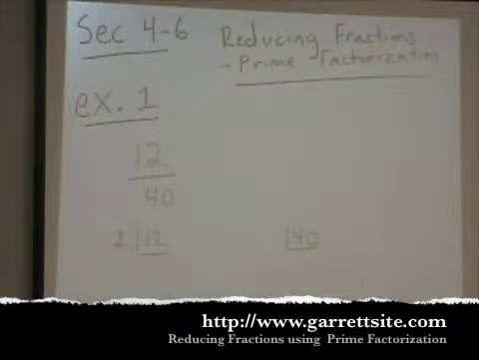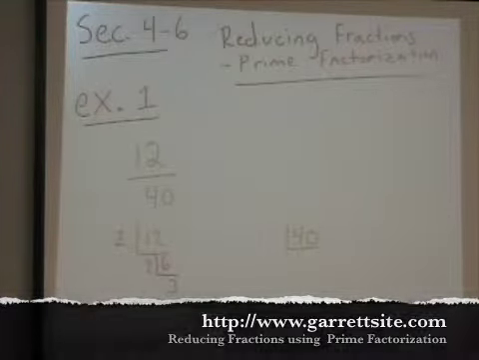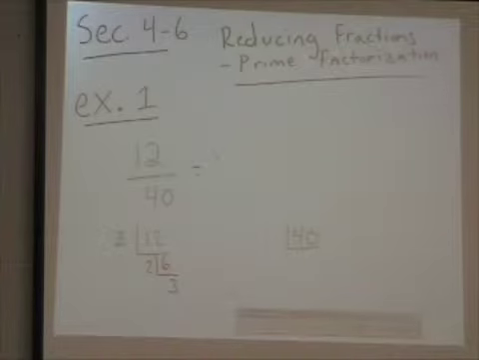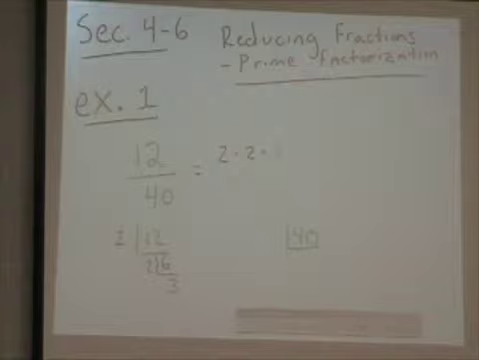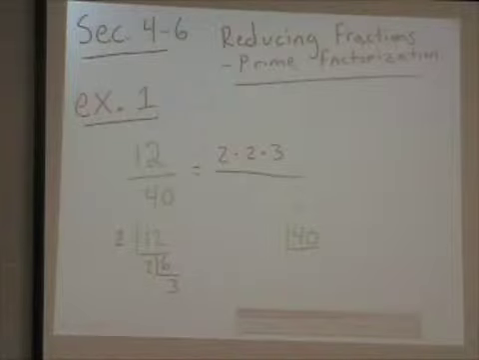Into 12 it goes 2 times 6. Into 6 goes 2 times 3. So our prime factorization of 12 was 2 times 2 times 3. Okay? Now we've got to do our prime factorization of 40. If you forgot how to do the prime factorization, go back to the video on prime factorization and watch it.